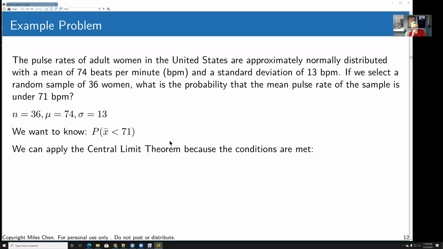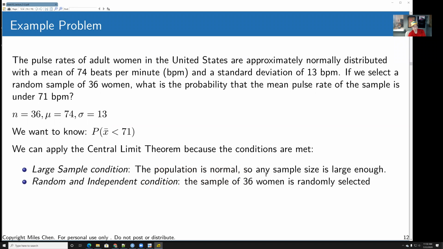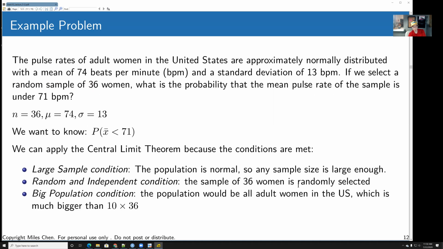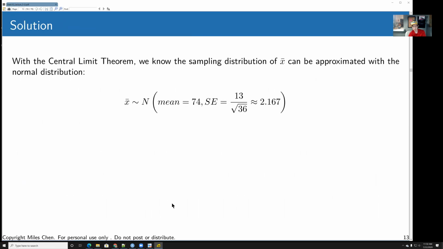So from the central limit theorem, we can apply it because our sample is big enough. We have a sample of size 36, which is bigger than 25, but the reality is the population is normal, so any sample size is big enough, okay? Random and independent: it says the sample is a random sample, so the sample of 36 women is randomly selected, so that's met. And the big population condition: the population would be all adult women in the United States, which is much bigger than 10 times 36. So we can apply the central limit theorem.